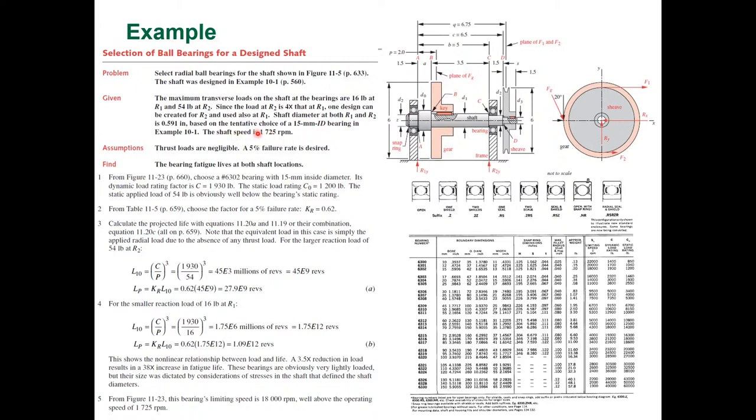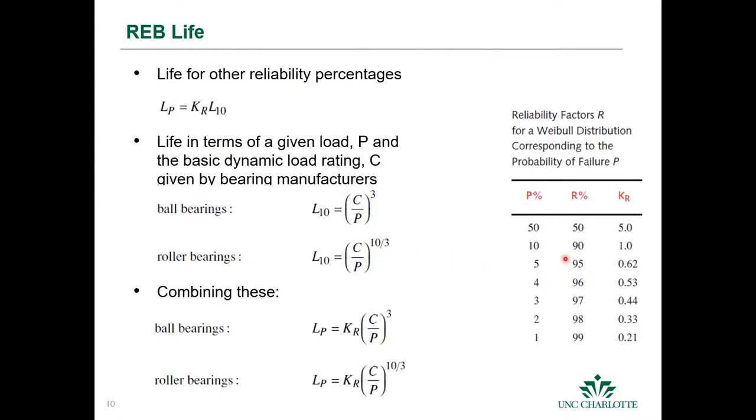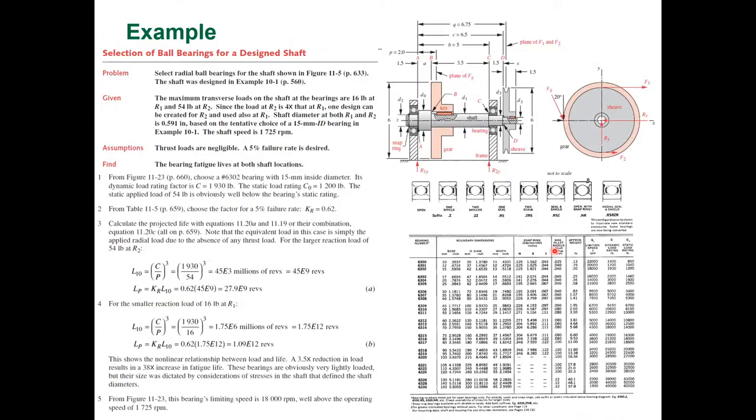Okay, shaft speed is 1,725 RPM. Thrust loads are negligible, so that means we can just use a radial bearing. And a 5% failure rate is desired. So if we go back to that R value, that means we want this value right here, where we want 95% of the bearings to survive. So that means this KR is going to be 0.62.